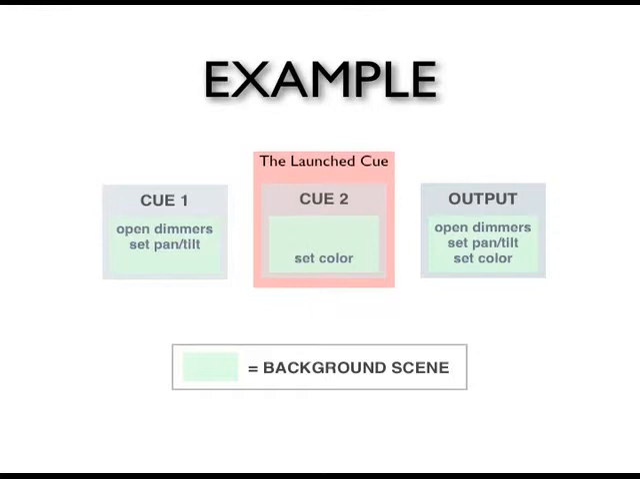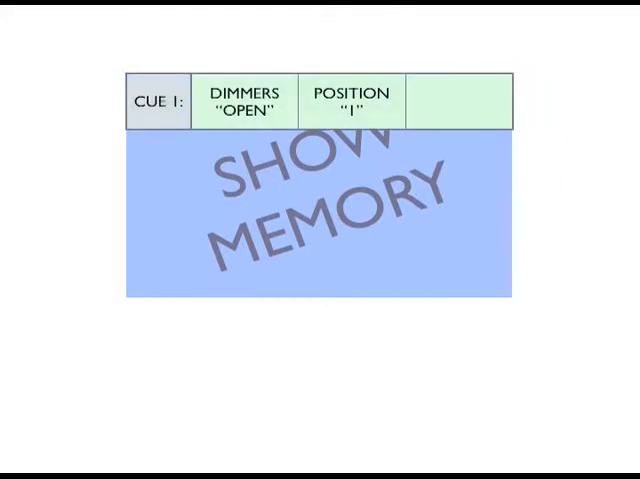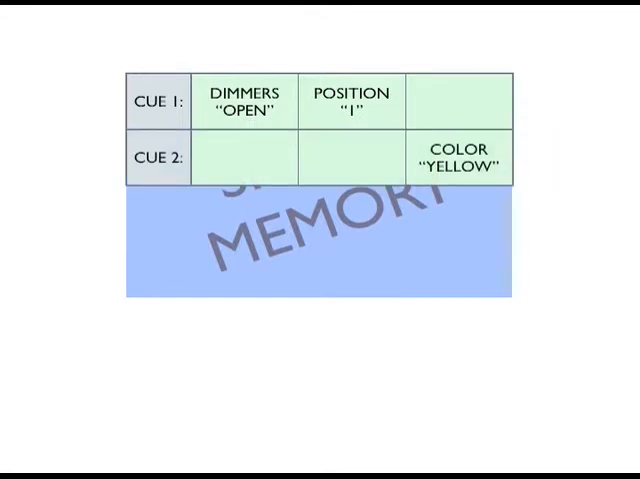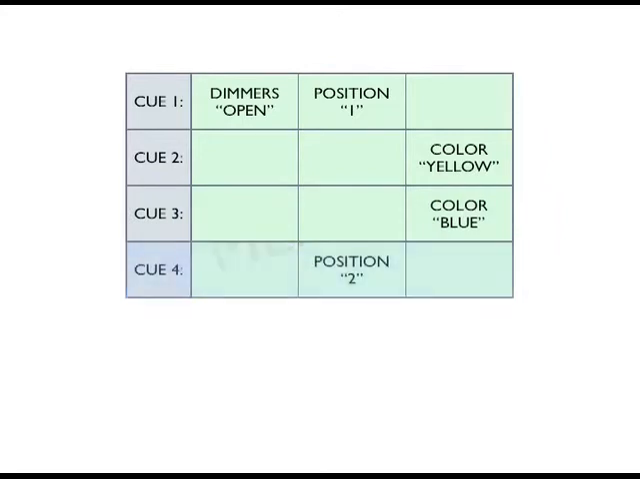Let's have a look at it in detail. Consider 4 queues in show memory. Queue 1 opens the dimmer and adjusts pan and tilt. Let's call this position 1. Queue 2 puts the color to yellow. Queue 3 is a blue color, and queue 4 adjusts pan and tilt to position 2. For simplicity, we only look at the background scenes of these queues.